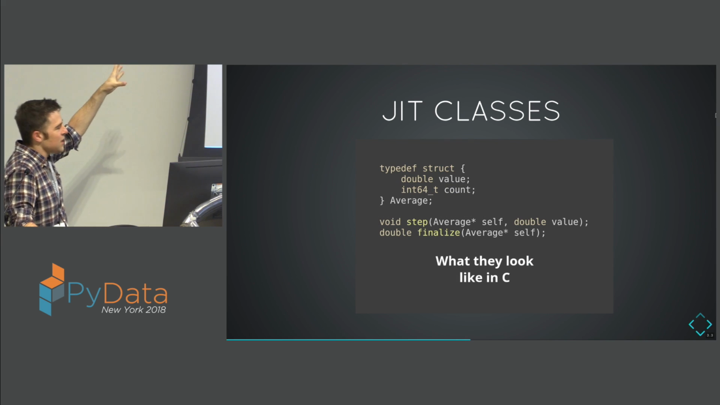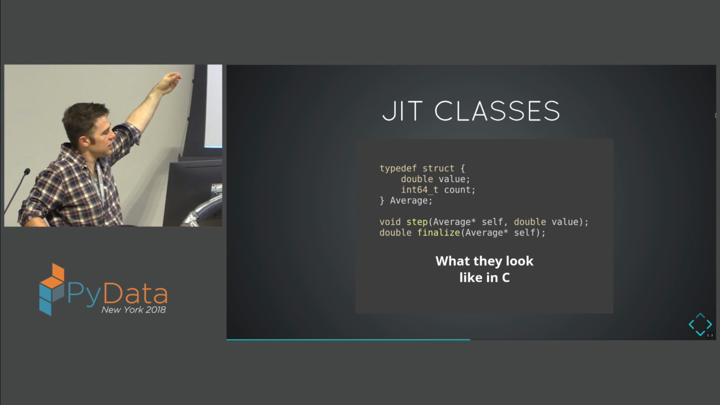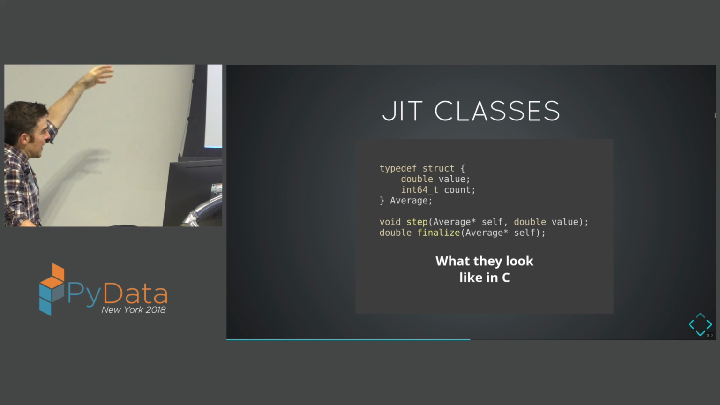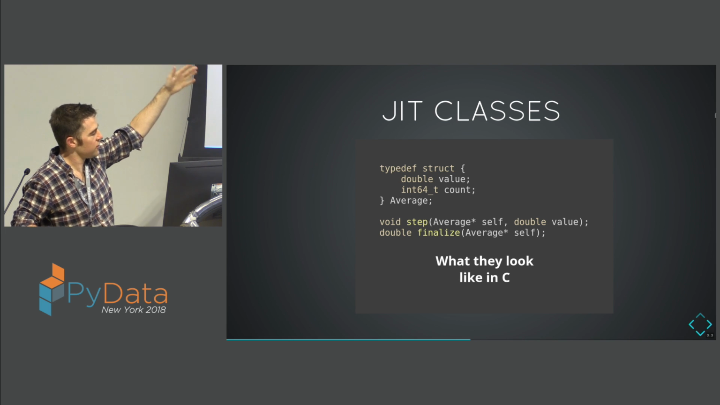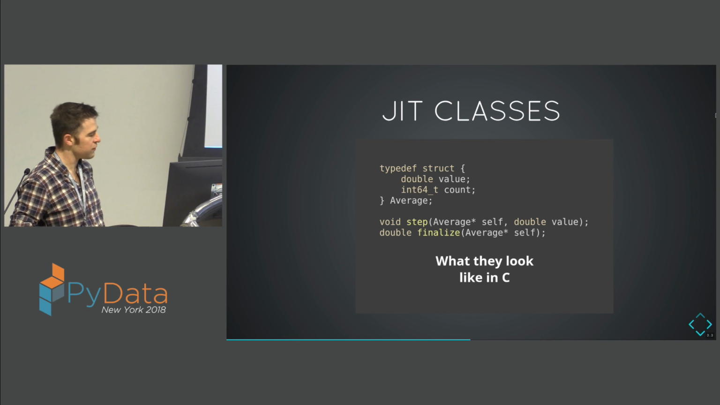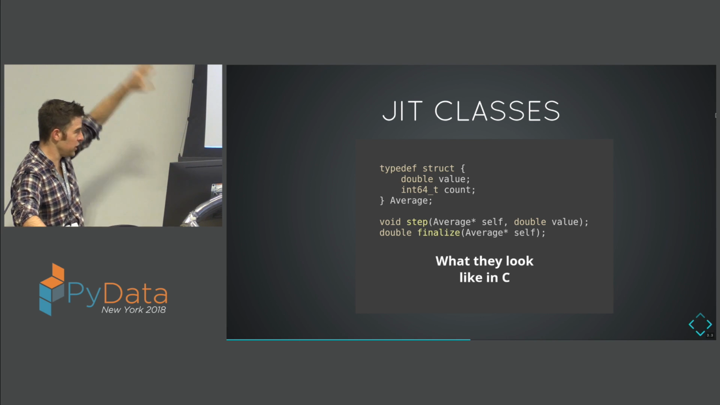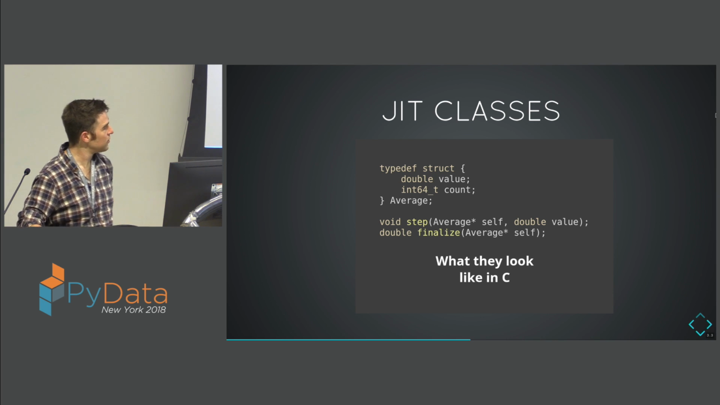More or less, if you've done any C programming, this is kind of what that looks like. Numba will create two functions that take this struct average as the first argument, and then whatever other arguments you have in there, the function will take those as well. I'm totally glossing over a lot of details here. There's a lot more stuff that goes on, but conceptually this is what it does.